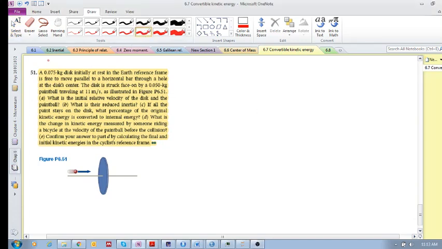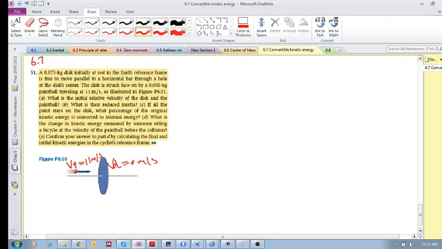Alright, so I'm going to go back to 6.7, convertible kinetic energy, and I want to look at a very nice problem here. We have a paintball, there's the paintball, and here we have a disc. The velocity of the paintball is 11 meters per second, and the velocity of the disc is 0.